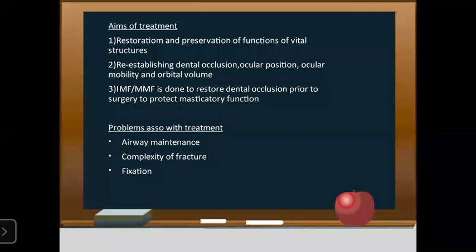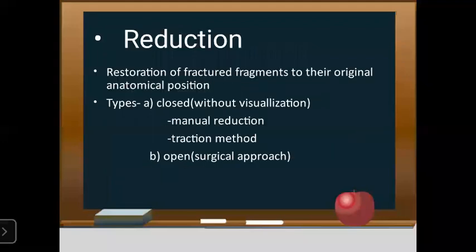Fixation. Fixation requires an immobile point for support. As the lower jaw is movable, it is not possible to fix the fractured maxilla to the mandible. Reduction. Reduction is the restoration of fractured fragments to their original anatomical position. It can be done by two methods, closed reduction and open reduction. Closed reduction is without visualization, and open reduction involves surgical approach.